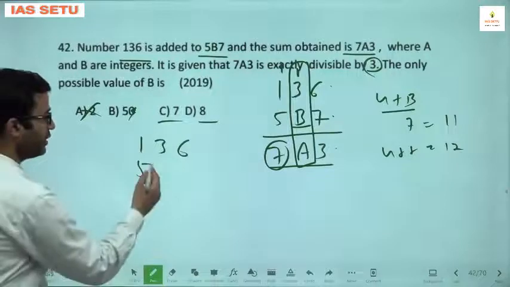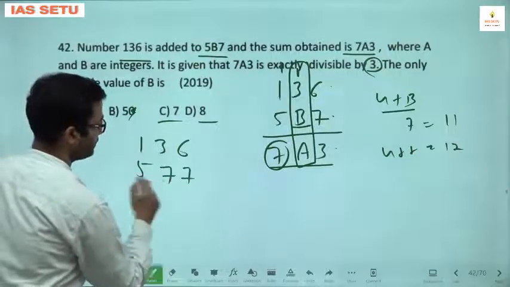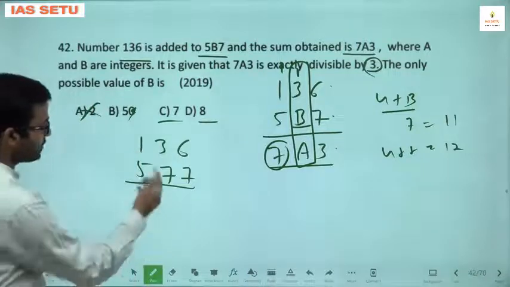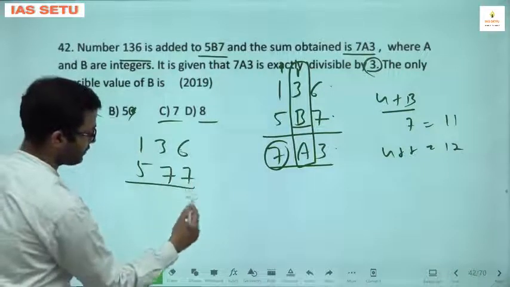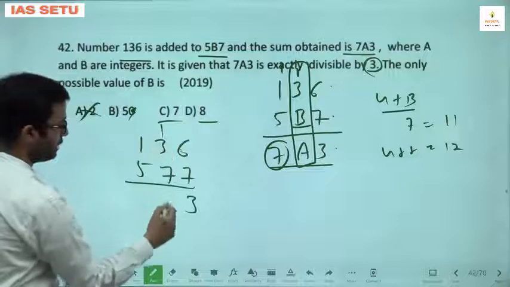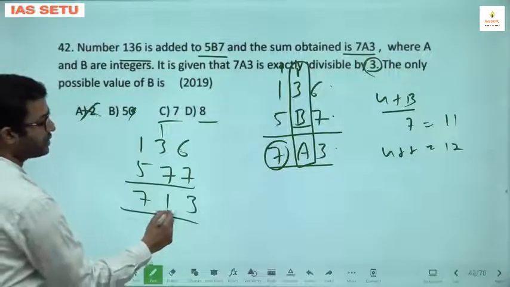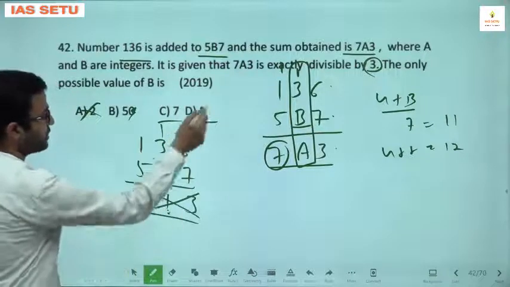Why use your brain? I take 7. I take b is 7. So the only possible value of b is, I take 7. 6 plus 7, 13. 1, 11. 7, 1, 3. Is this divisible by 3? No. So it means the answer is 8.